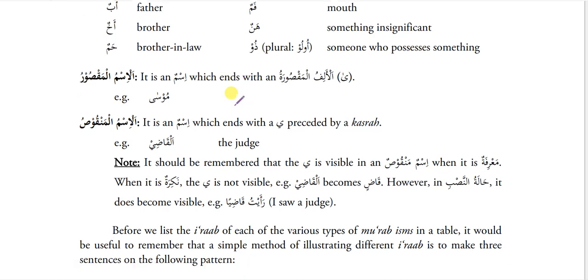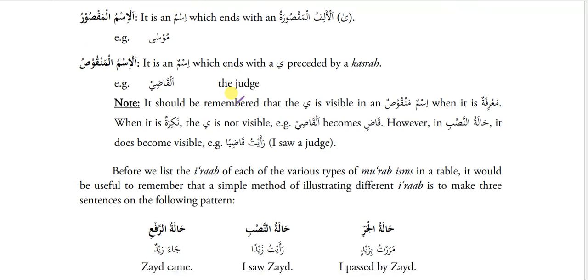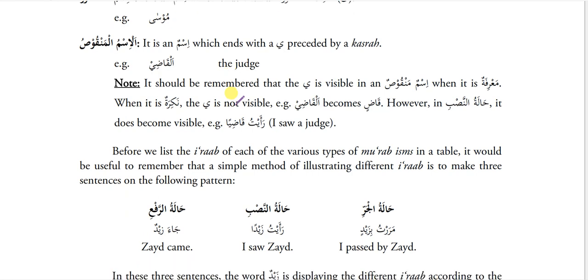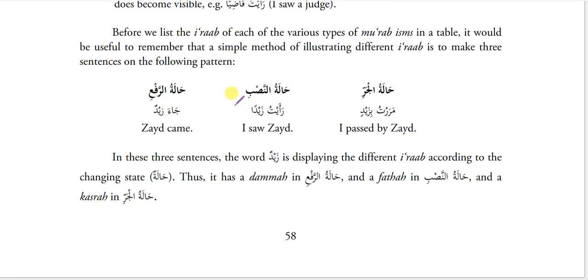Al-Ismul Maqsoor. It is an ism which ends with alif al-maqsoora, like Musa. Then we have Al-Ismul Manqus. It is an ism which ends with ya preceded by kasra. It should be remembered that the ya is visible in ism manqus when it is marifa. When it is nakira, the ya is not visible. Example, Al-Qazi becomes Qazin. However, in halat an-nasbi, it does become visible: Raitu Qazia. Don't worry, I'm going to explain you everything inshallah.